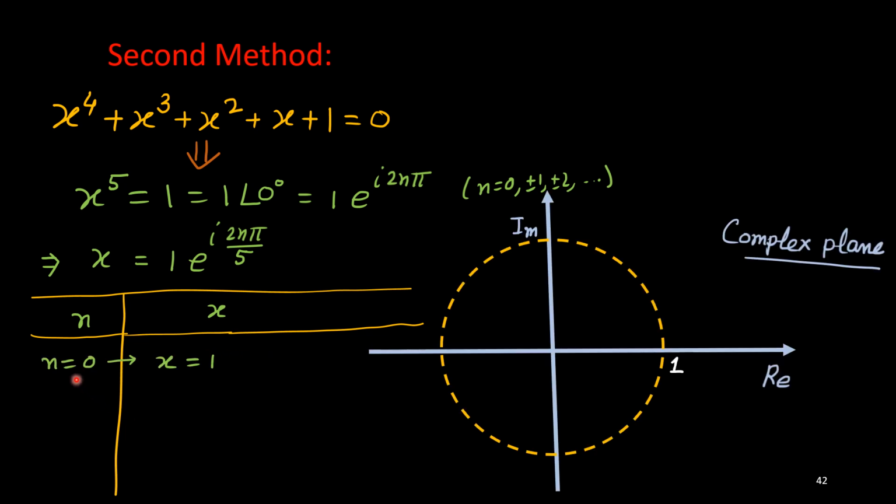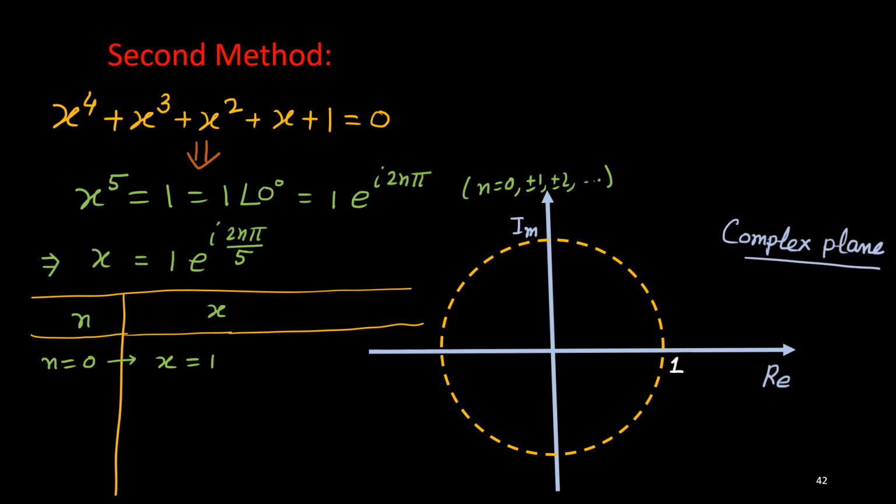So when n equals 0, you can see that the angle part is 0, so x equals 1. However, this solution is not exactly a solution for this equation, because we have introduced the x equal to 1 solution. Thus we have got x to the 5 equals 1. So I will not show it here.